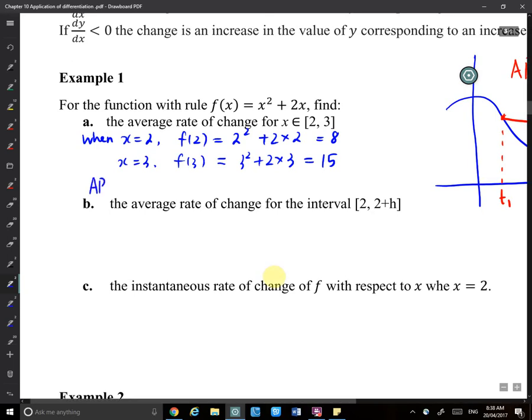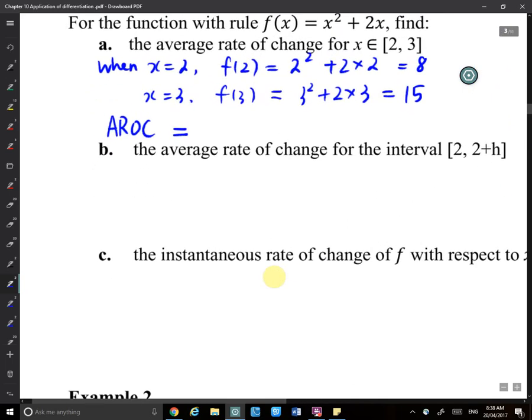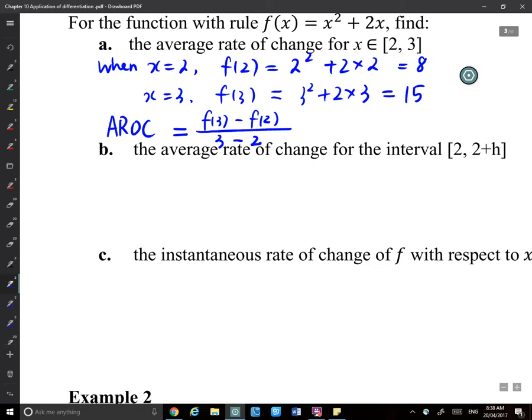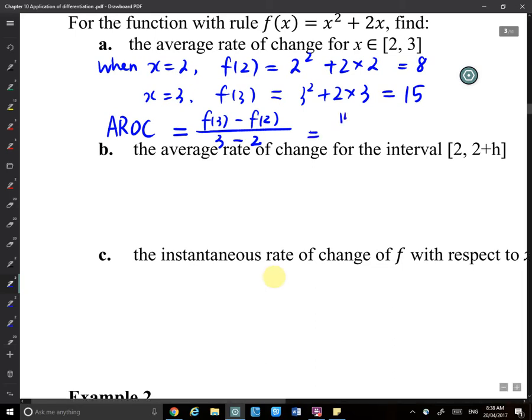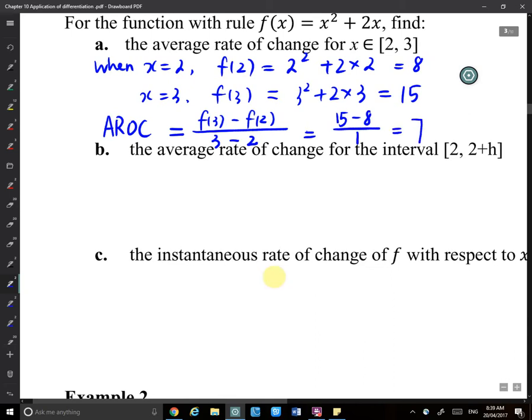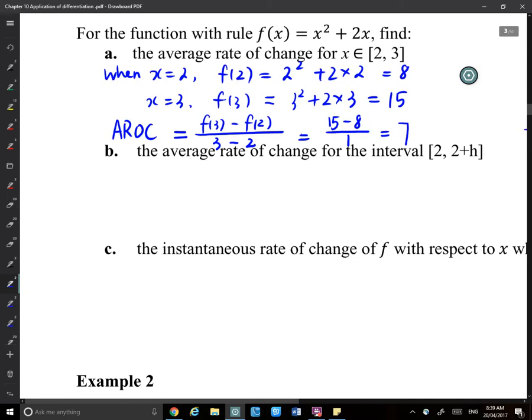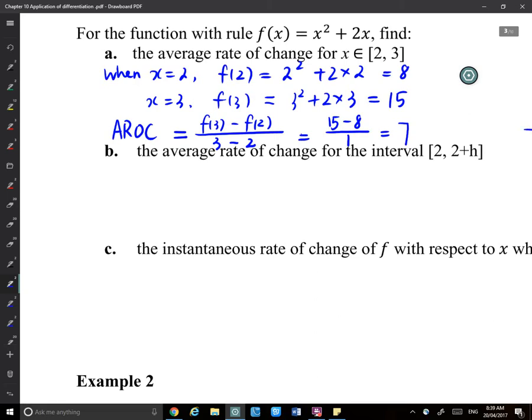So the average rate of change equals f(3) minus f(2) over the difference between the x values, so 3 minus 2. That gives you 15 minus 8 over 1, which is 7. So the average rate of change is, for every 1 unit x increases, the y value will increase 7 units. That's the meaning of average rate of change. On average, for x increasing 1 unit, y will increase 7 units.